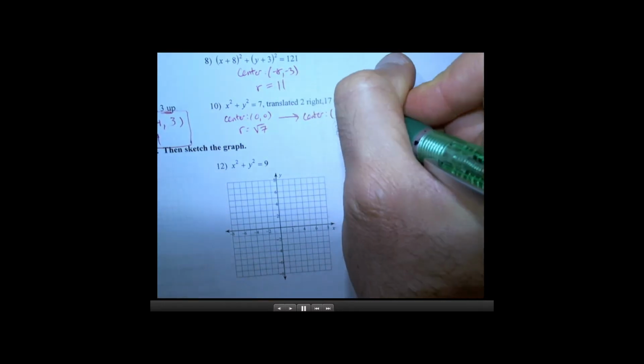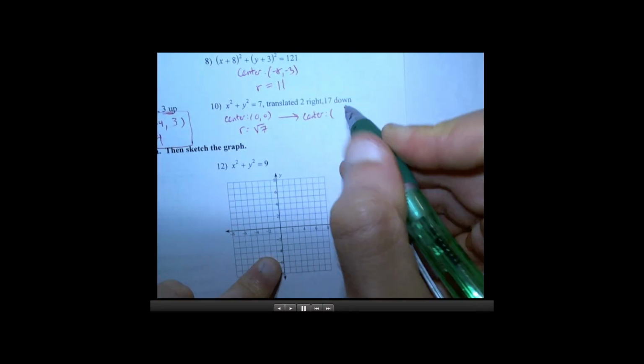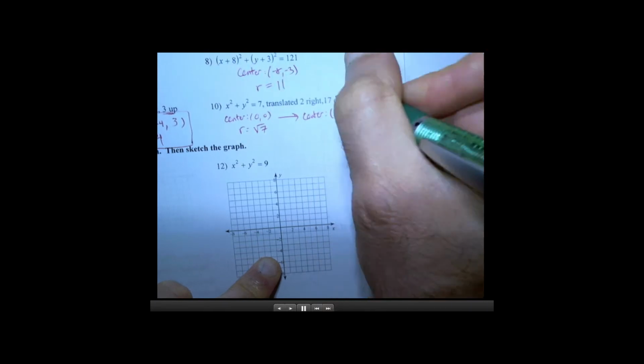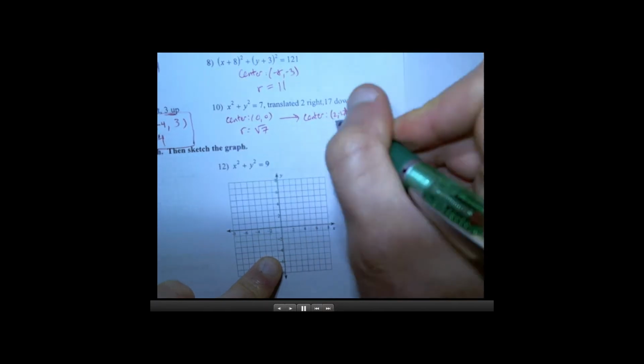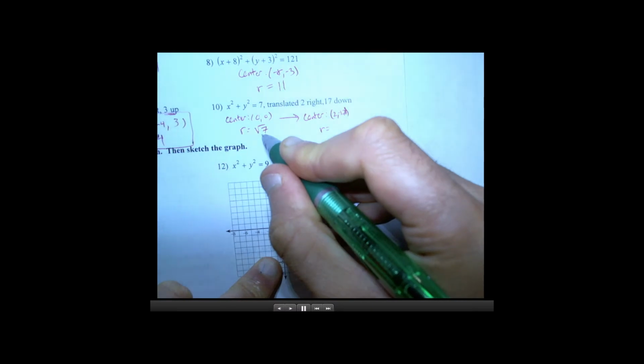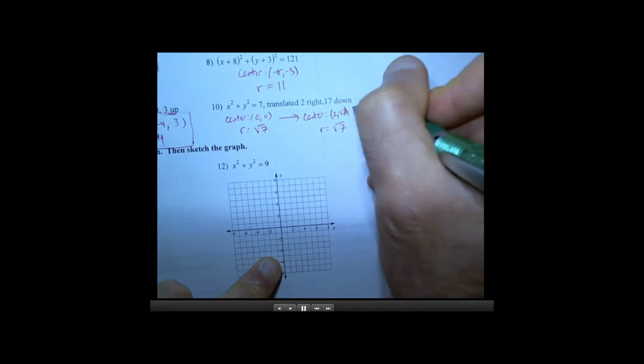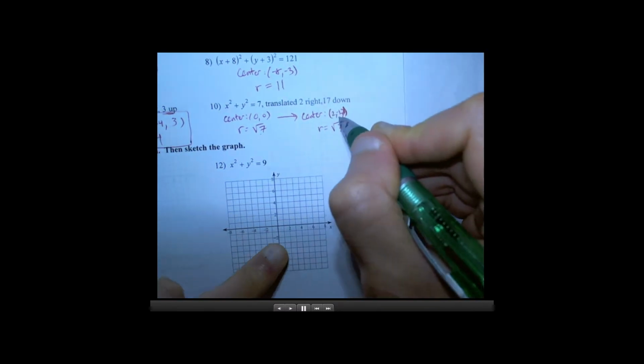Okay, our new center, Omar, what would our new center be? 2, negative 17. 2, good, negative 17. And then Omar, would our radius have changed? No, it's just still square root of 7. That's kind of unusual.